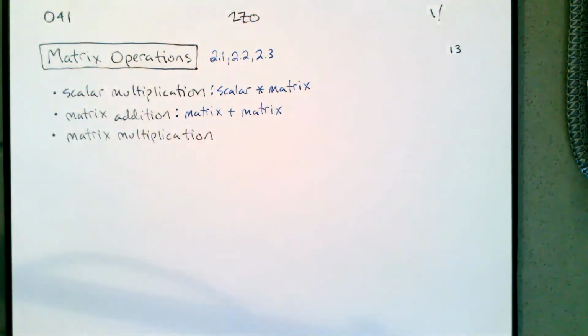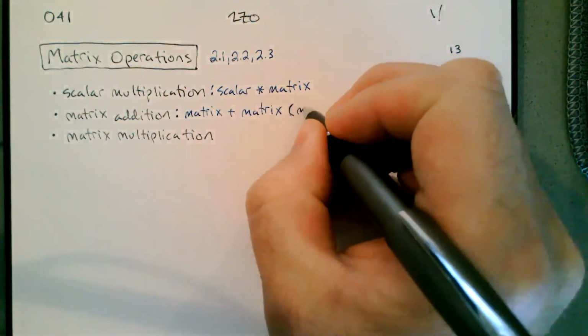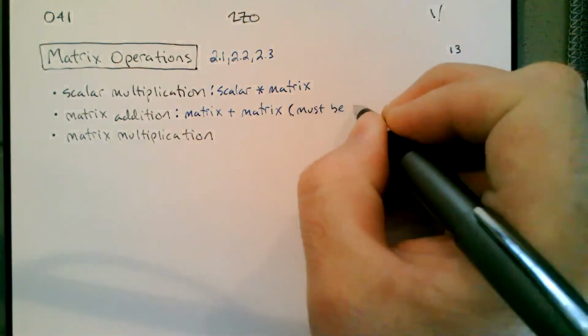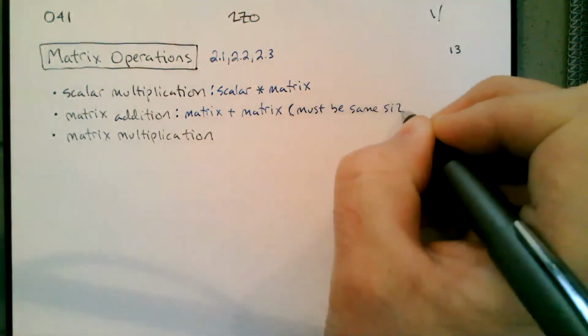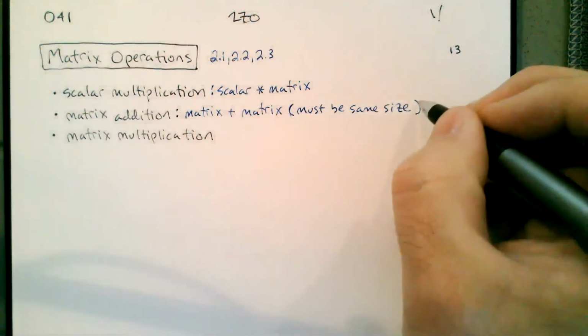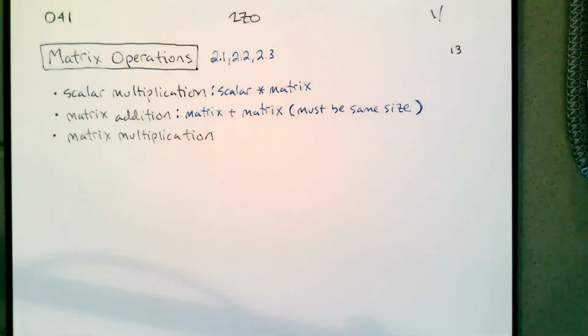This also works exactly how you think it would work. You add the corresponding entries. There's an extra requirement with matrix addition. We can only add matrices that have the same size. So if matrices are not the same size, we do not get to add them. So scalar multiplication and matrix addition work pretty much exactly as you would expect them to work.